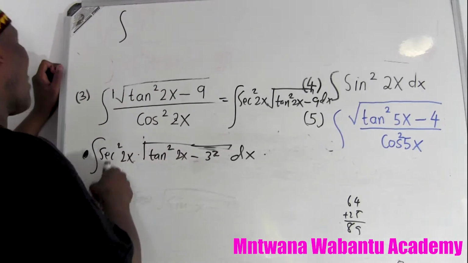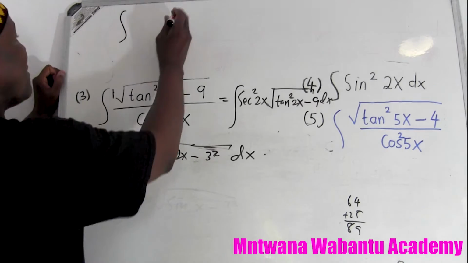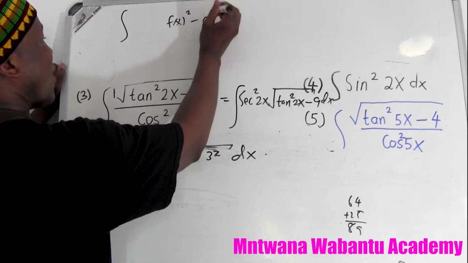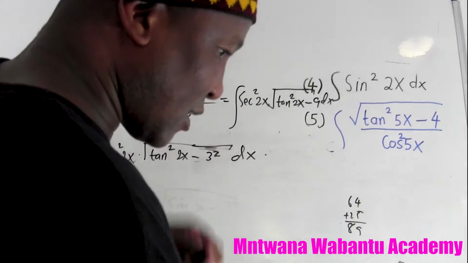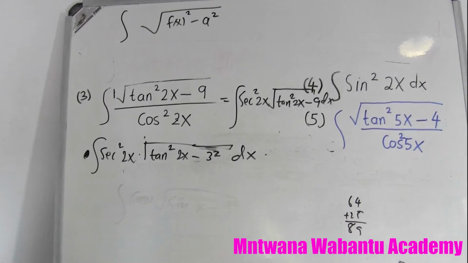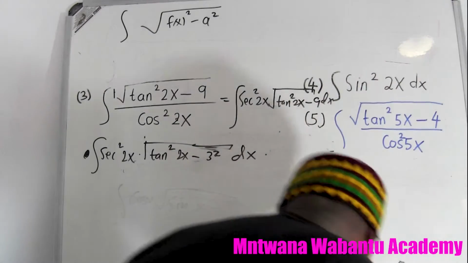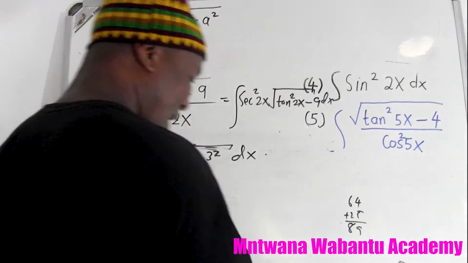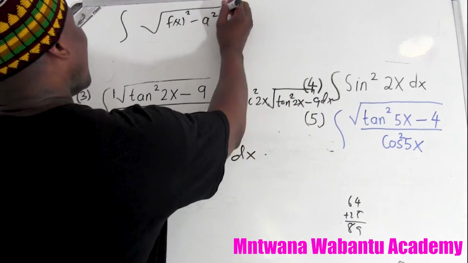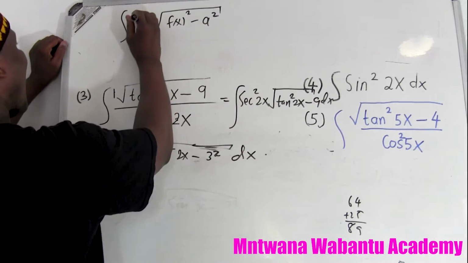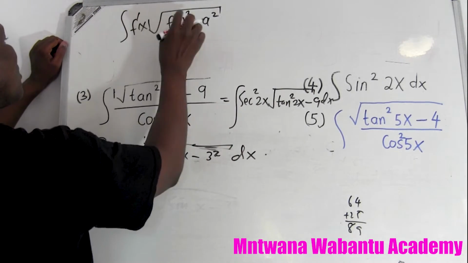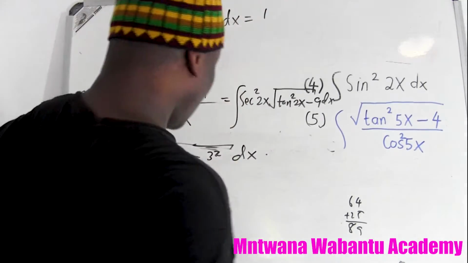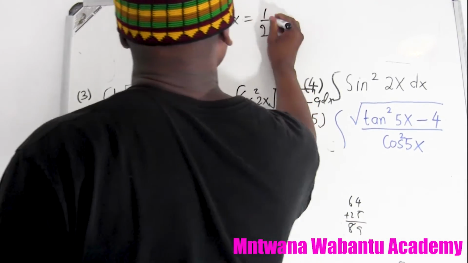The rule says if I have this format, f of x squared minus a squared, and if we differentiate this, we get f prime. So if you have a question in this format, the formula is 1 over 2, you memorize this, right?